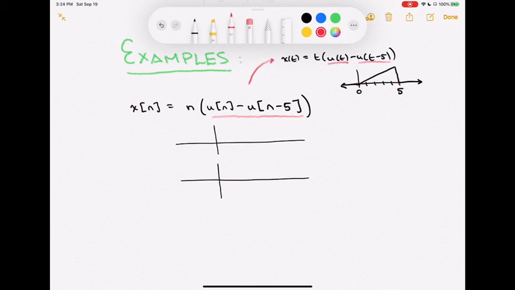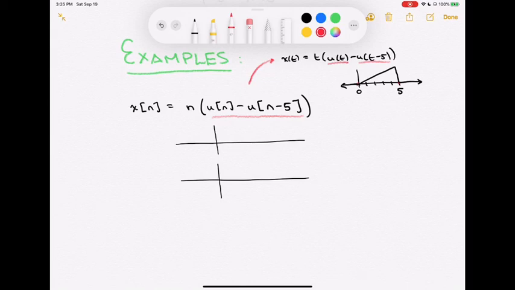So the top axis here I'm going to use to plot u of n, and then the bottom axis I'm going to use to plot u of n minus 5. So let's go ahead and do u of n first. We know, because we just defined it, the unit step function is one that is 1 for n greater than or equal to 0, and it's 0 for n less than 0. So I have u of n here.